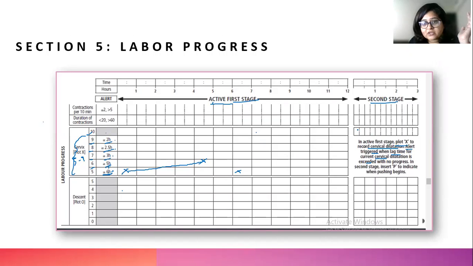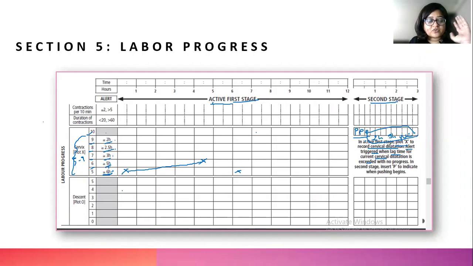When she starts pushing, we write P here. So suppose she starts pushing at this time, we write P, P, P. We are supposed to encourage her to push, to bear down only when she gets the sensation, and then we enter it here. The duration of second stage, 2 hours in a multi and 3 hours in a primary, is what this labor care guide now says. So not more than 3 hours in a primary, not more than 2 hours in a multi.